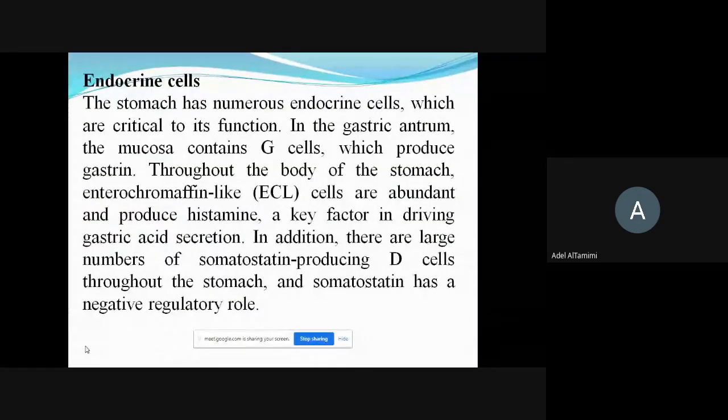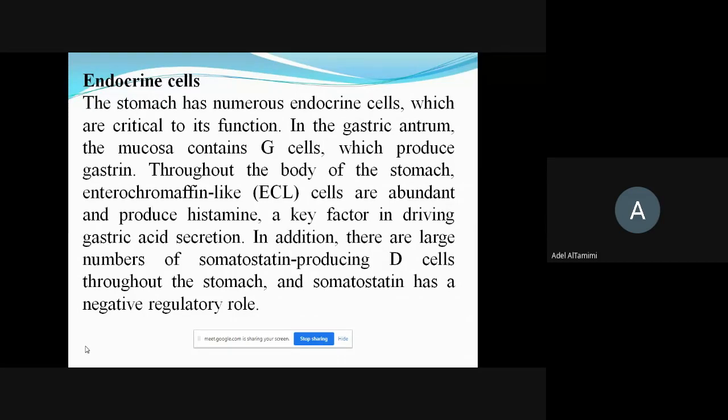We have to know something about the endocrine cells of the stomach. The stomach has numerous endocrine cells which are critical to its function. In the gastric antrum, the mucosa contains G cells which produce gastrin. Throughout the body of the stomach, ECL cells, enterochromaffin-like cells, are abundant and produce histamine. These two cells, G cells and histamine producing cells, are the key factor in driving gastric acid secretion.